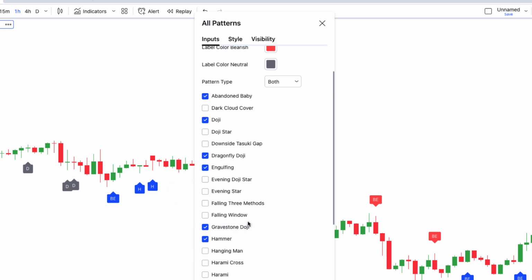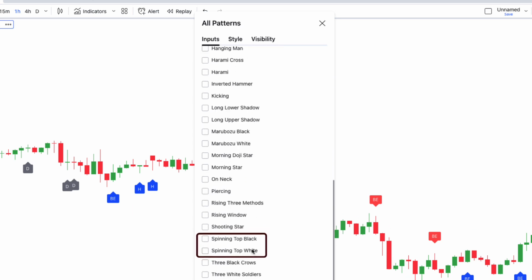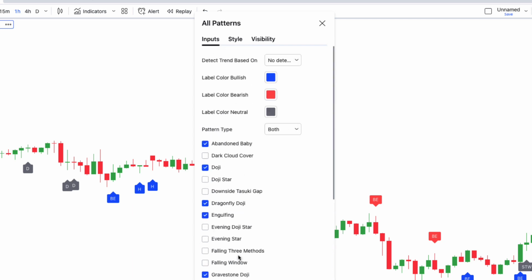Another important pattern we will be enabling is the engulfing candlestick, which occurs when the body of a larger candle completely engulfs the body of the preceding smaller candle. The final two patterns we will be enabling are the hammer and the spinning top. The hammer is characterized by a small body, a long lower wick and little to no upper wick. On the other hand, the spinning top has a small body with upper and lower wicks of similar length. Since we won't be using the other patterns, we can disable them.